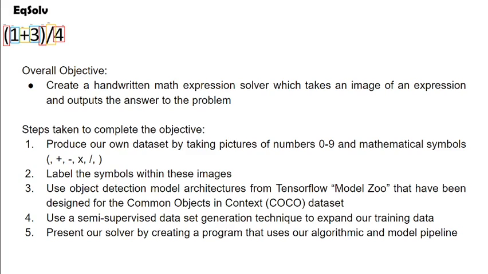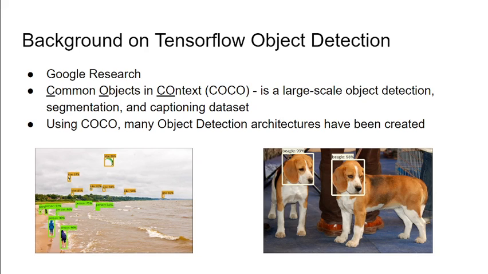We then developed a semi-supervised dataset generation technique to expand upon our training data. Lastly, we present our solver by creating a program around it that can be launched as a website or an application. Some background on TensorFlow's object detection is that it's supported by Google Research, and again, it mostly focuses on the COCO dataset, which is a large-scale object detection, segmentation, and captioning dataset. These two images are from TensorFlow Research's object detection GitHub with examples.